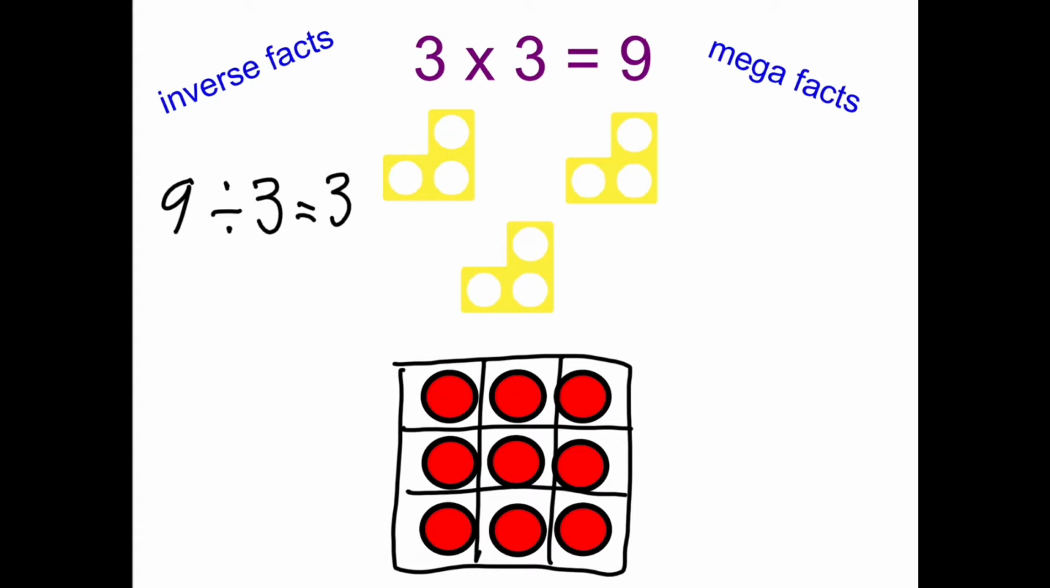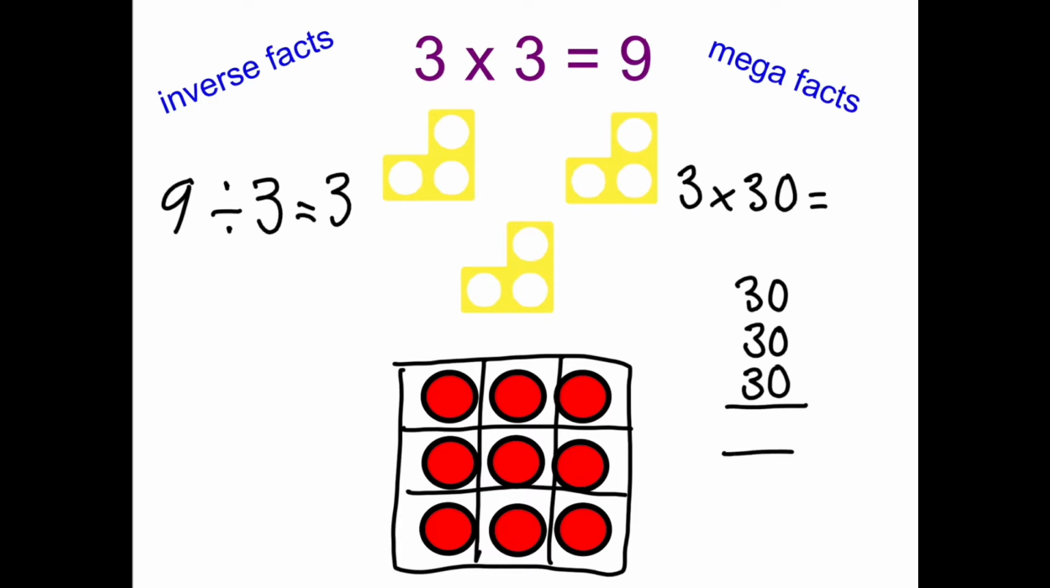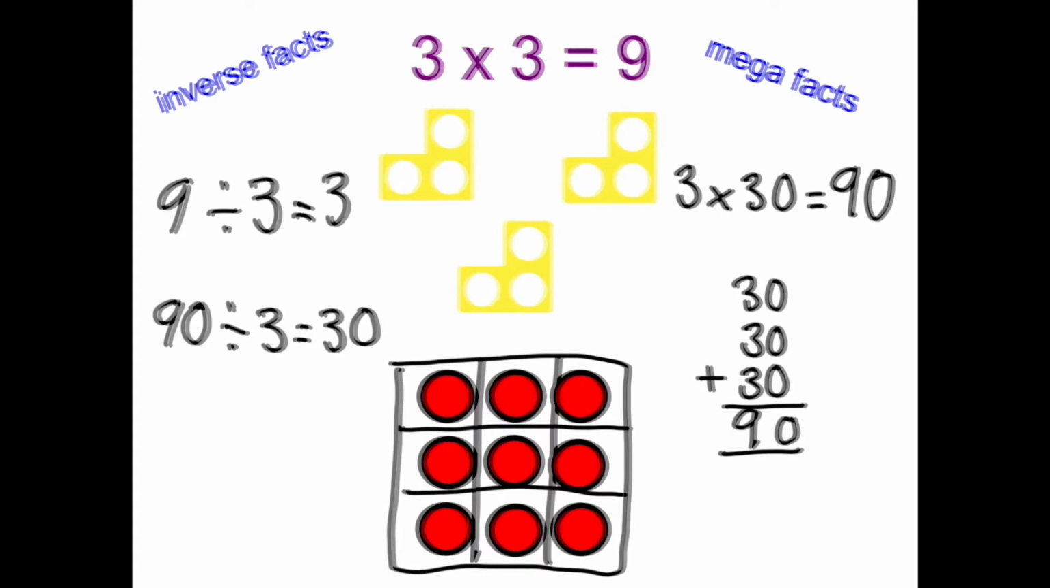You can make it a bit bigger. What do you think 3 30s would be? So that would be the same as, let's do it in columns, 30, 30 and 30. So you've got no ones, and then you've got 1, 2, 3, 4, 5, 6, 7, 8, 9 tens. 3 times 30 is 90, and 90 divided by 3 would be 30.